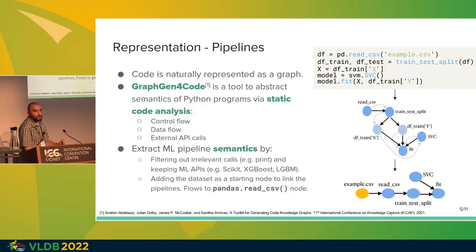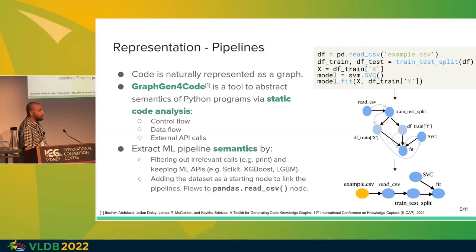However, if we take these pipeline graphs as is, they are noisy for the AutoML problem. We need to further filter these graphs in order to have a semantic representation of ML pipelines. So in this work we filter these graphs by focusing on important nodes like calls to ML libraries: scikit-learn, XGBoost, LGBM, etc. These are the libraries usually used for machine learning. We also filter out statements like print statements that are irrelevant for machine learning pipelines. Another addition is that we add a node at the beginning related to the dataset.